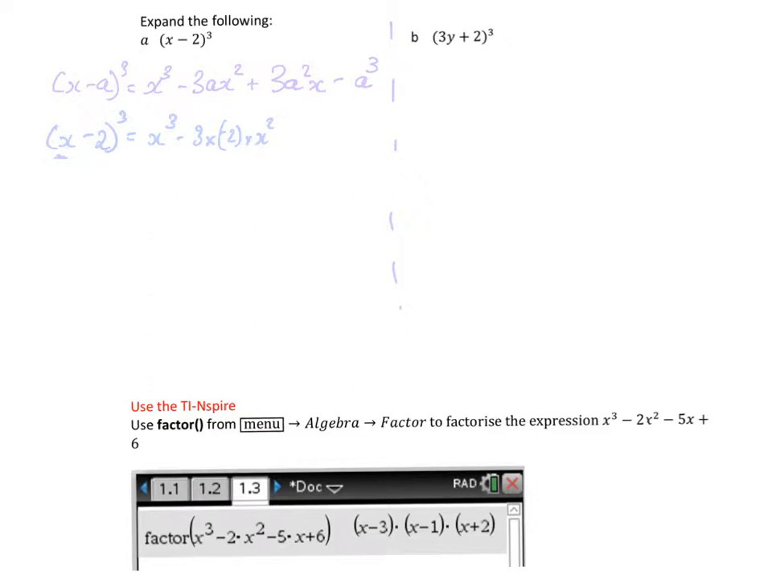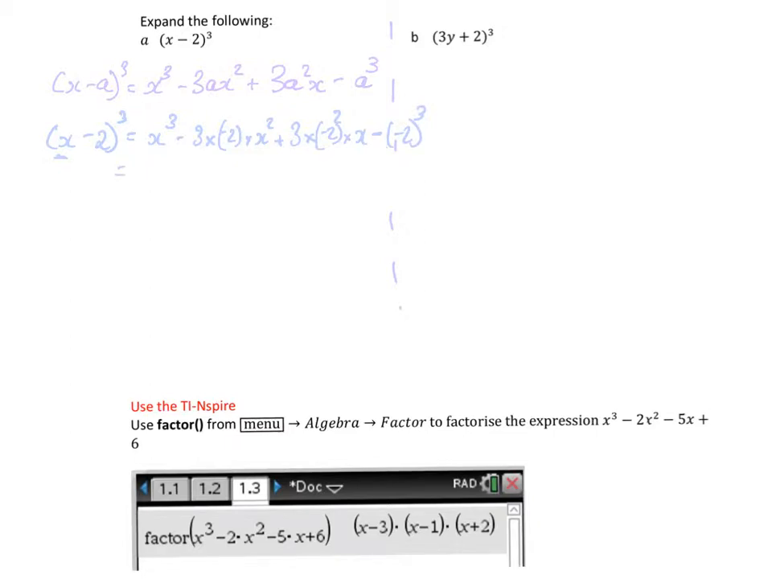All right, now what have we got for this bit? It becomes plus 3 times the second term, which is minus 2, so it's minus 2 squared in this case, times the first term, which is x, minus the second term, all cubed. So minus 2 cubed. See how tricky that is? Let's be really careful with that.